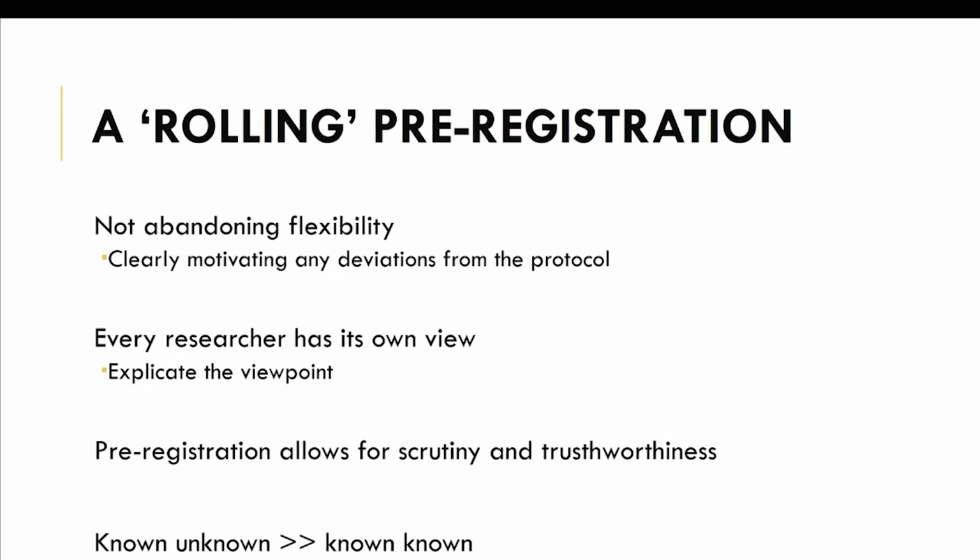And every researcher has their own view, their own frame of reference, and works in their own research paradigm, basically. And a pre-registration is the perfect way of explicating someone's own viewpoint. So in the end, we realized that a pre-registration of qualitative research actually allows for scrutiny, and it allows people to see what we're actually doing, what we plan to do, how we deviated from the protocol, why we deviated from the protocol. And it only increases the trustworthiness of our research. So by creating this rolling pre-registration, by creating a version that we could build further upon, we actually push our known unknown towards a known known.